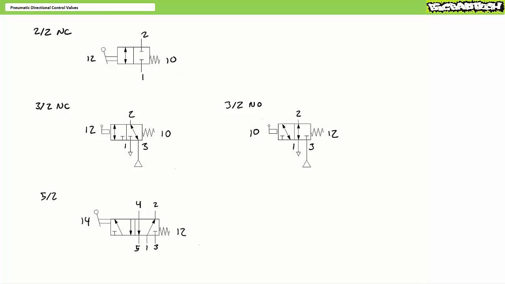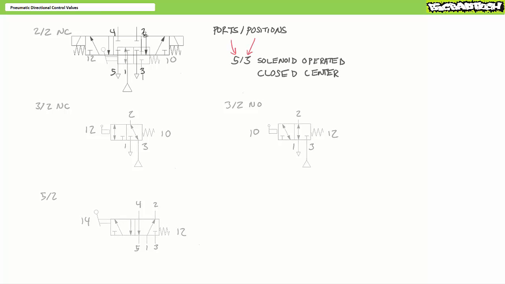After some repeat exposure and practice with a numbering system, you won't even need the schematic symbol to determine a valve's function. This being said, the schematic sure helps out.